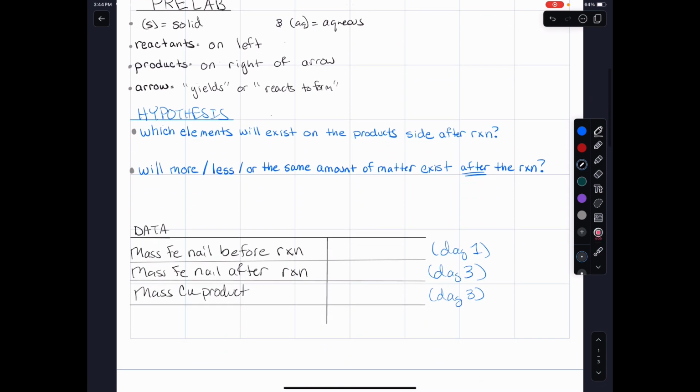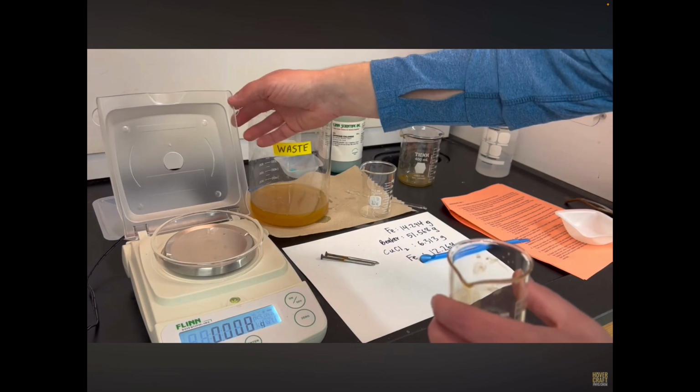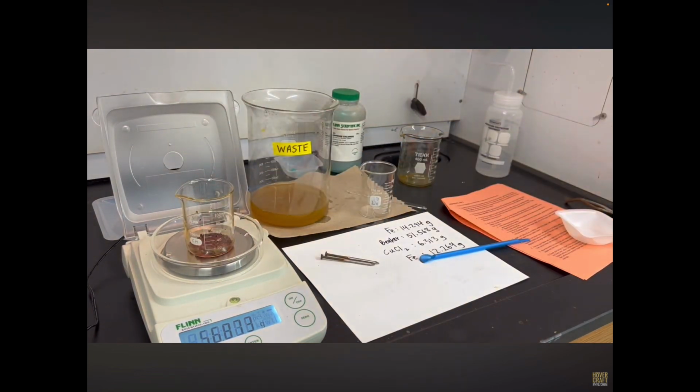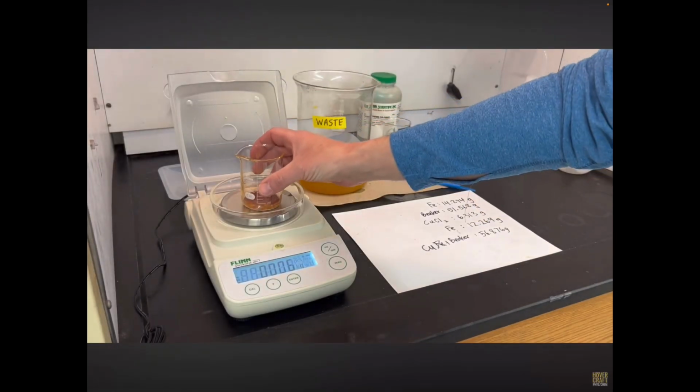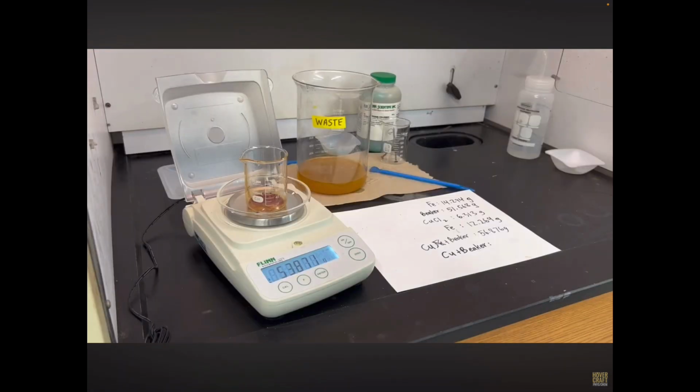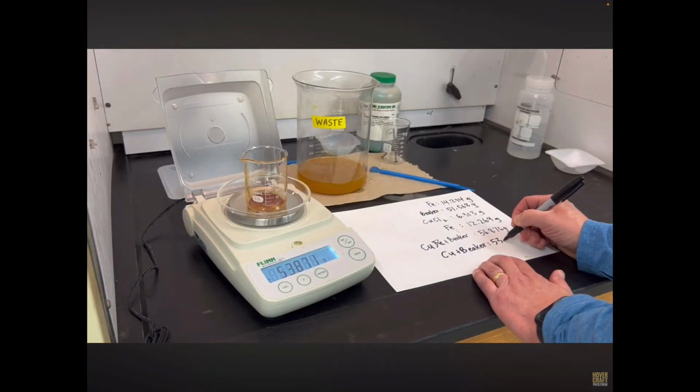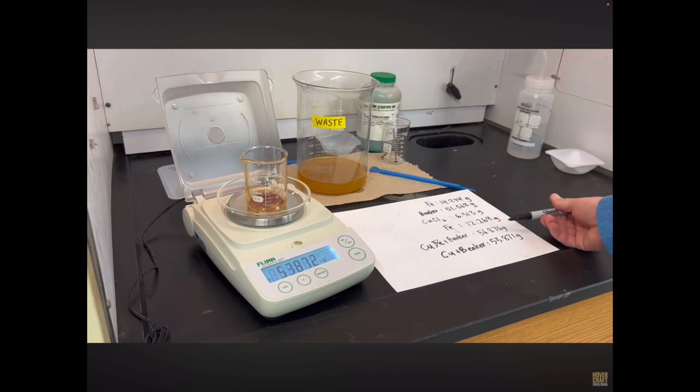Let's also fill in our data into the data table. And I'll put the entire beaker on the balance. And I'm seeing a value of 56.876. Then I will know how much copper was actually produced. And it looks like 53.871 grams. So it was up above 56 grams before. You can see that the water can add quite a bit of mass. Very important.